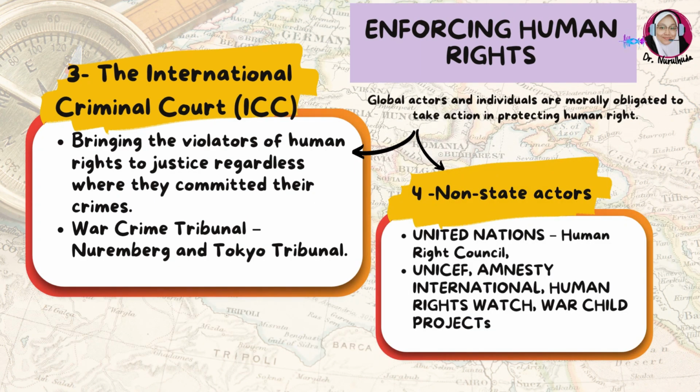The third way of enforcing human rights is by way of the court, the International Criminal Court, ICC. The ICC brings the violators of human rights to justice, regardless of where they committed their crimes. For example, the war crime tribunals, with regards to the Nuremberg and Tokyo Tribunals.